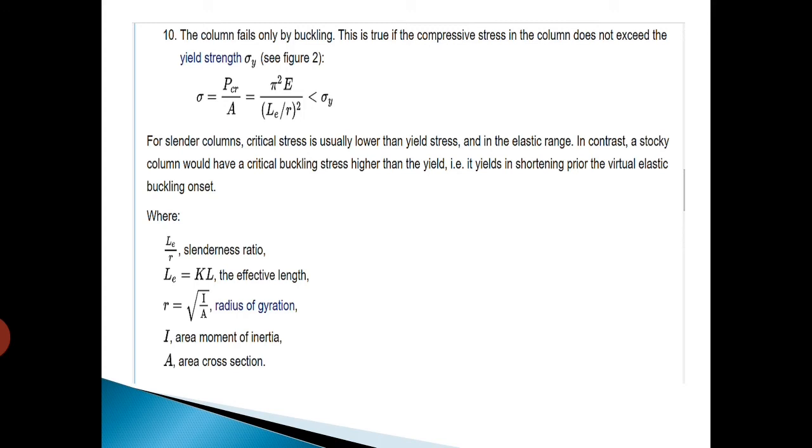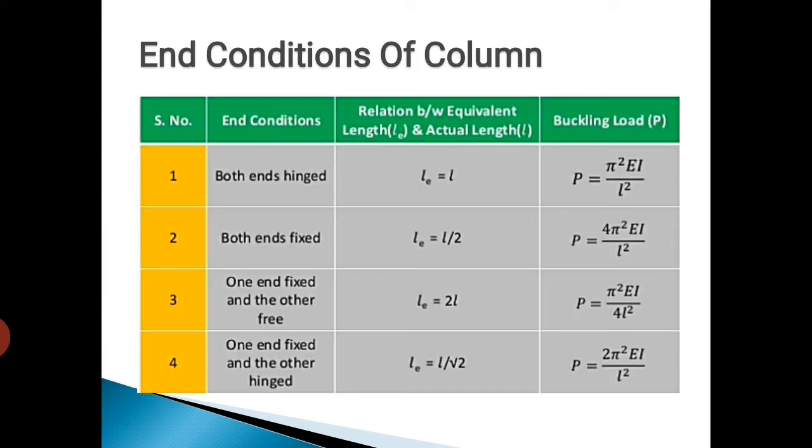It is mathematically expressed as the square root of I divided by A, where I is the area moment of inertia and capital A is the area of cross section. See the end conditions of a column. There are 4 cases of end conditions of a column.